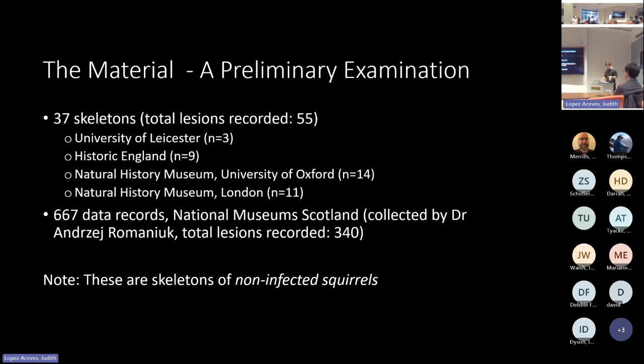It should also be noted that since the NMS collection was analyzed by someone other than myself, and I looked at a few, but not all 600 plus, there might be some inconsistencies in our recordings and our descriptions of lesions. So I'm hoping to revisit the data and look at the skeletons themselves again, just to double check our work.